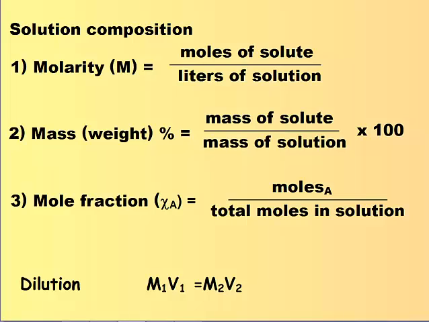Mass percent is the mass of our solute over the mass of the solution, and then times 100 because it's a percent. Mole fraction is the moles of what we're looking for over total moles of solution. And although it doesn't give us the concentration, we also have dilution, which is M1V1 equals M2V2. Beginning molarity times beginning volume, and that's going to be equal to our ending molarity times ending volume.